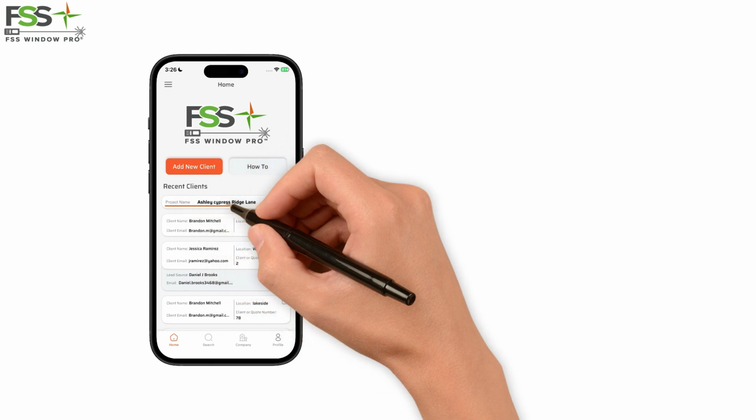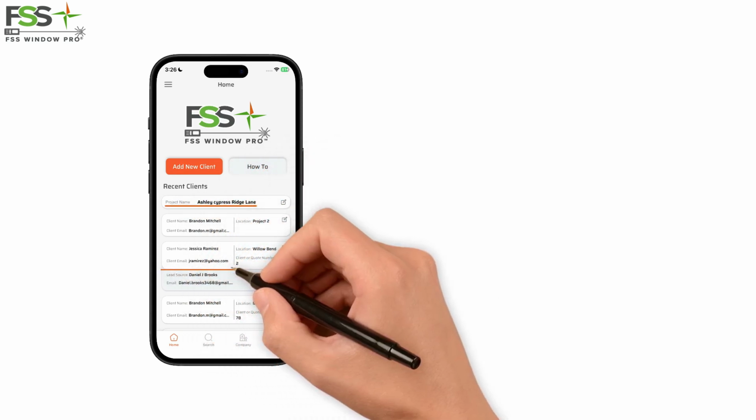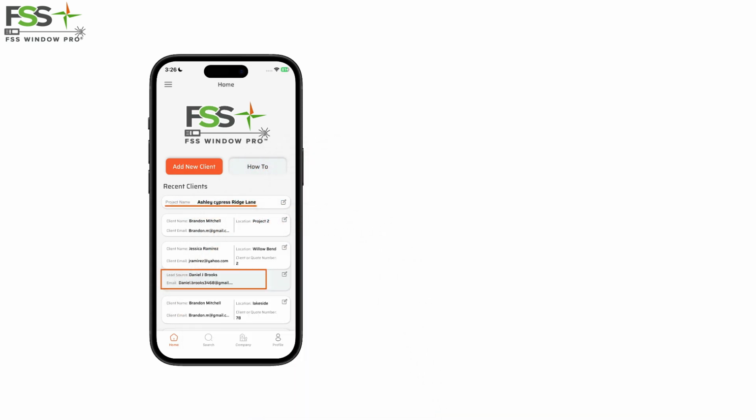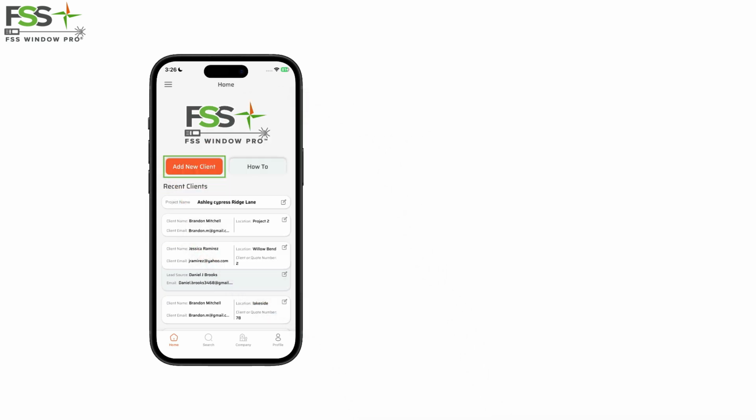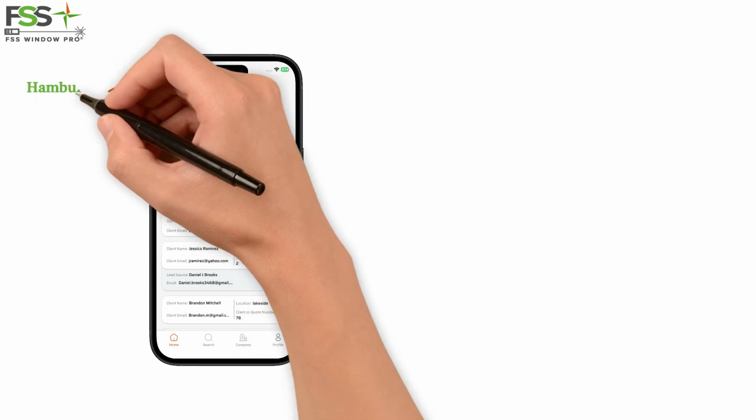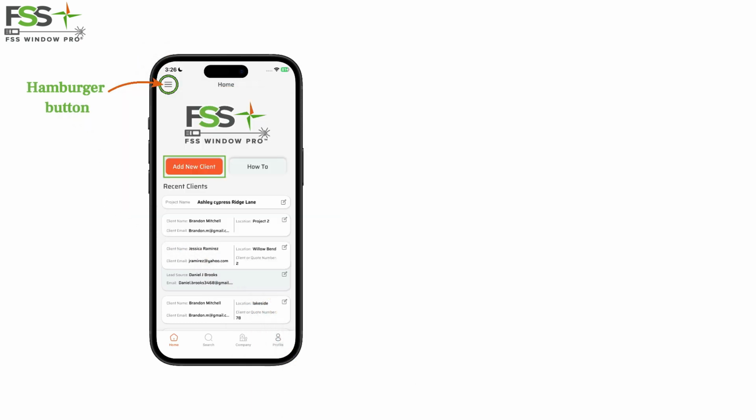Some of these might just have project names. Others may show the lead source that brought the job in. You can tap on any one of these and it will open directly into that job. If you want to start something new, simply press Add New Client and begin a new project. You'll also see the top left menu button. We call this the hamburger button.